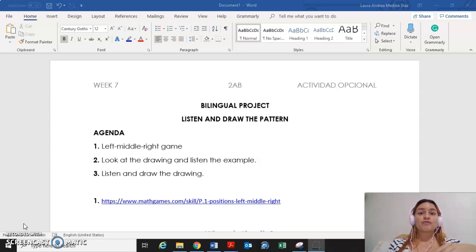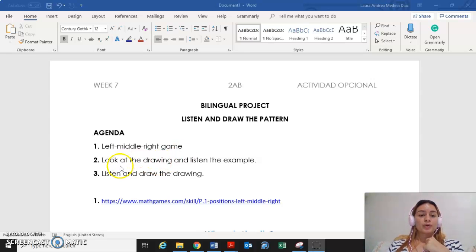That means that when you finish all the classes and all the activities, if you still have time and you want to continue learning, you can do this exercise. This one for today is a game about left, right, and middle to identify that in the game.